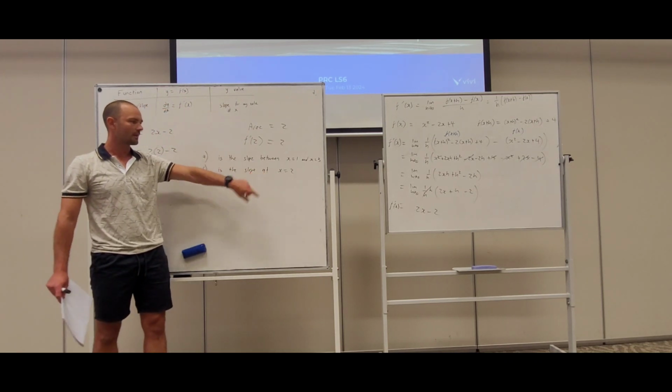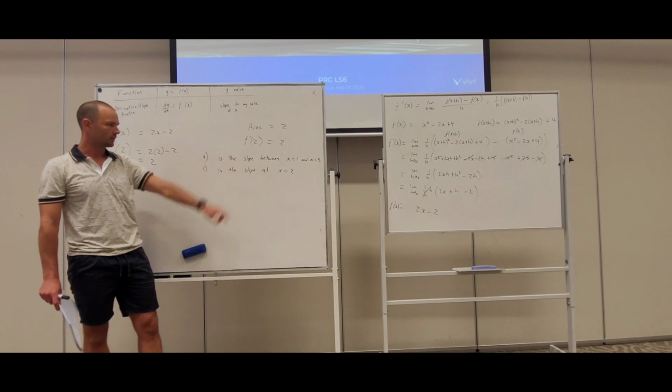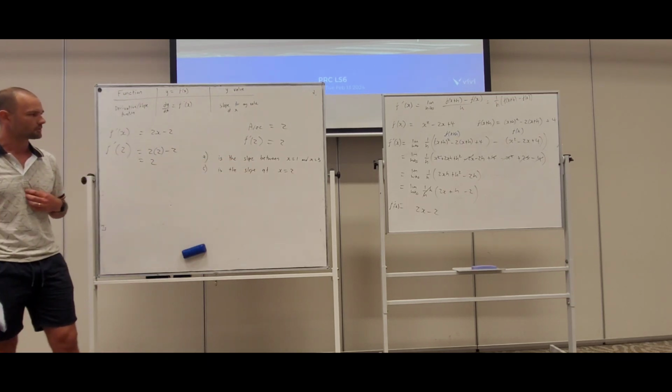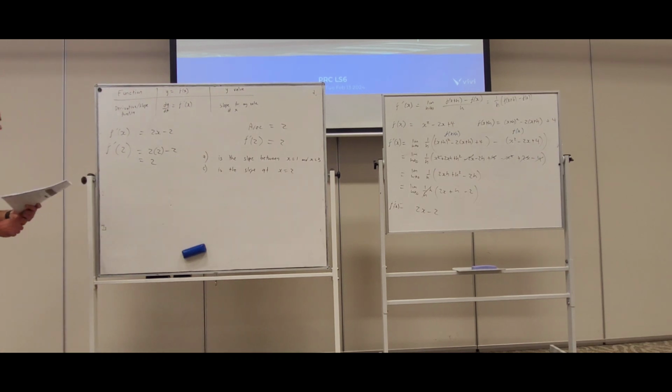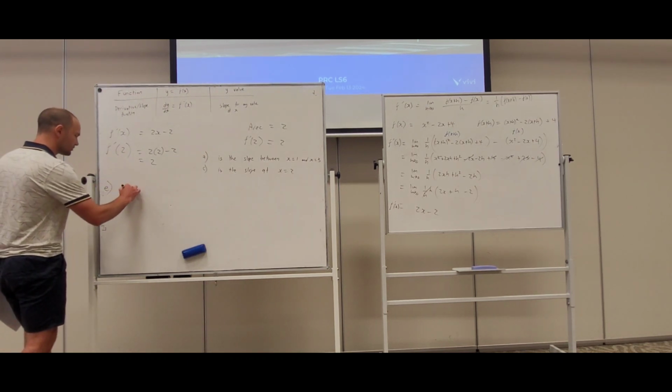So your instantaneous rate of change can fluctuate, whereas your average rate of change will be constant over that point. Okay, explain the difference, done. Okay, part E, find f of 4 and f dash of 4.